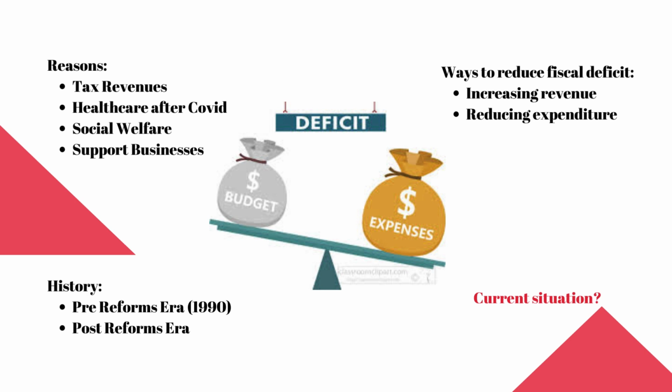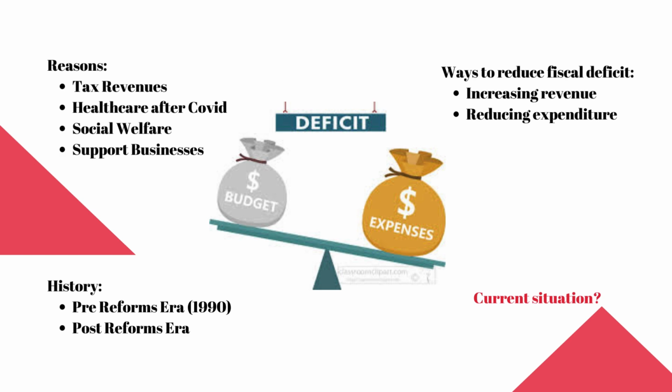Post the reform era, that is after 1990, fiscal discipline improved and deficits were brought under control. However, there were exceptions like the high deficit in 2009 due to the global financial crisis and the stimulus measures taken in response. So the question is, how do we control the fiscal deficit?